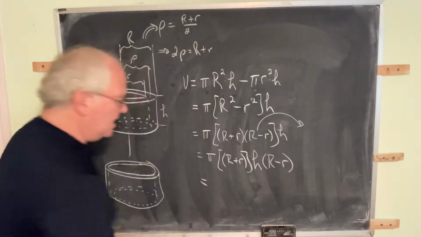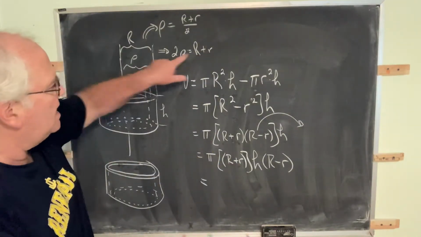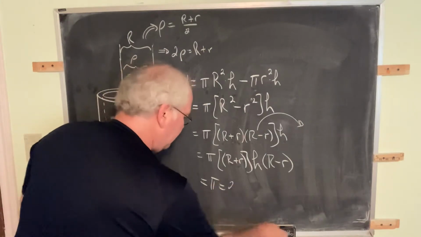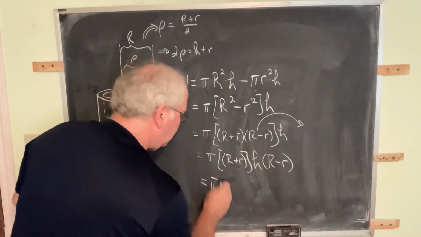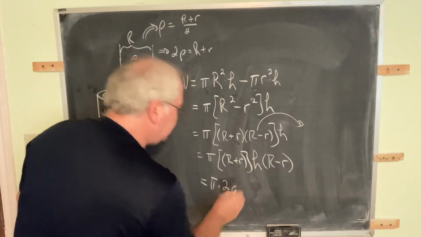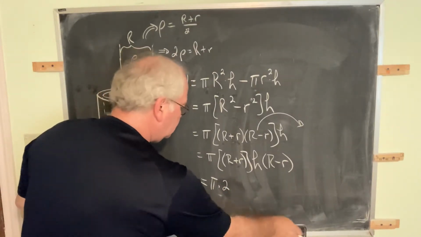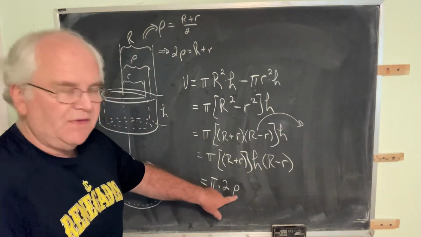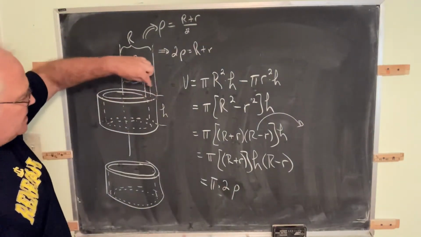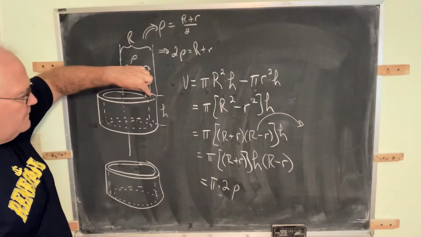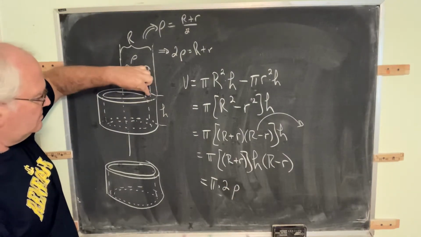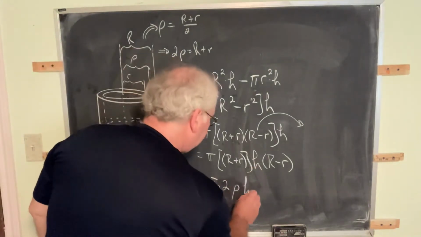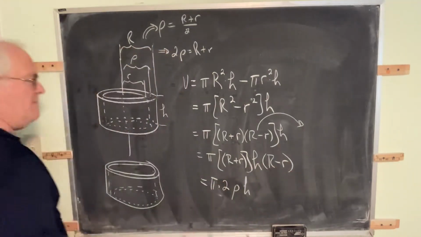And now we can rename this. I know what capital R plus little r is. That's 2 times rho. Pi times 2 times rho. And we call this the Greek letter rho. This is the average radius, the radius at the center of this piece of piping. The center. That's what rho represents, the radius to the center. Times h. And now what is capital R minus little r?